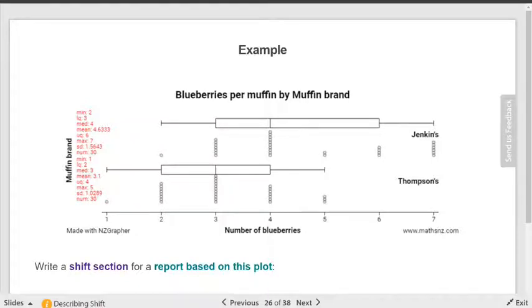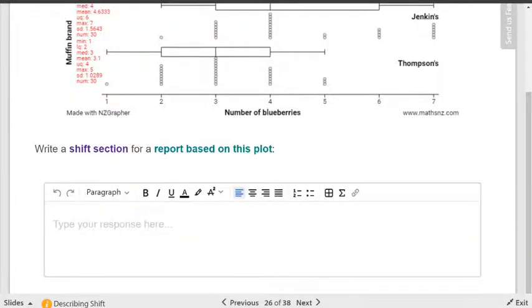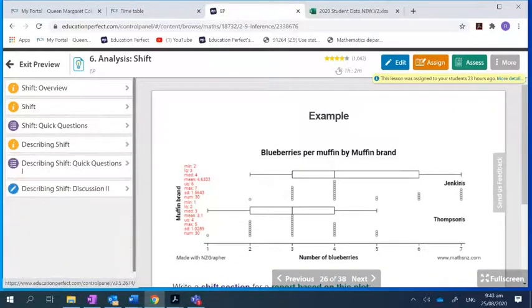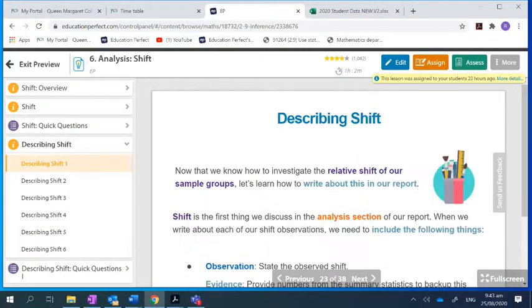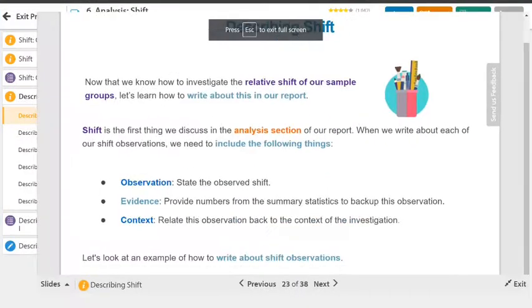So here's our example. It's talking about blueberries per muffin by muffin brand. We have the 2 brands, Jenkins and Thompson's. That will be automatically loaded for you if you do this properly. The number of blueberries will be loaded for you. The only thing you'll have to enter is the title. It won't have a title, but you'll have to enter that. It'll be the title of whatever data set we give you. So what we're going to do is write a shift section report based on this. So that's what they're going to look like. Let's look at how we can do that. Keep in mind what shift looks like and what the pieces are going to look like.